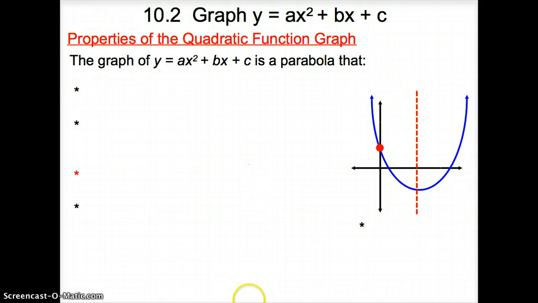Welcome to section 10.2, graph y equals ax squared plus bx plus c. We are going to be talking about the properties of the quadratic function graph. But before we get there, I want to point out that we have y equals ax squared plus bx plus c for the quadratic equation.